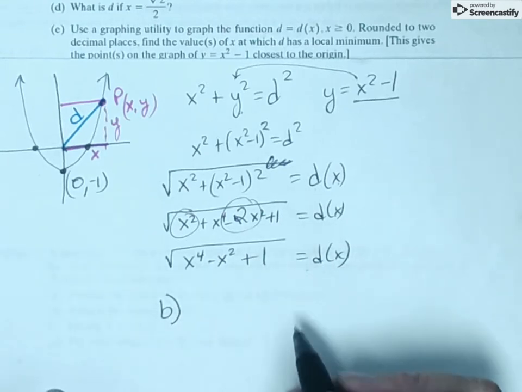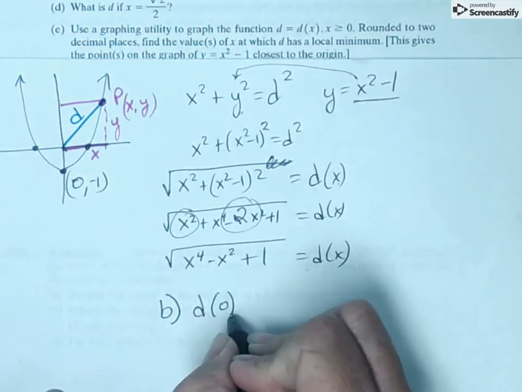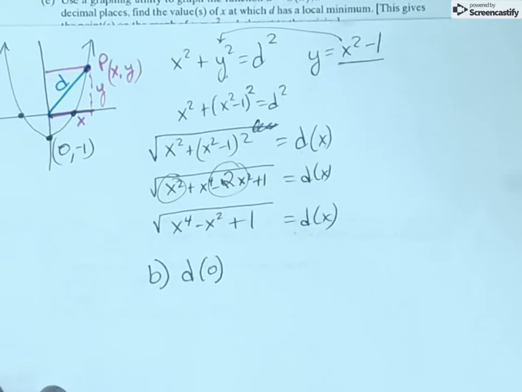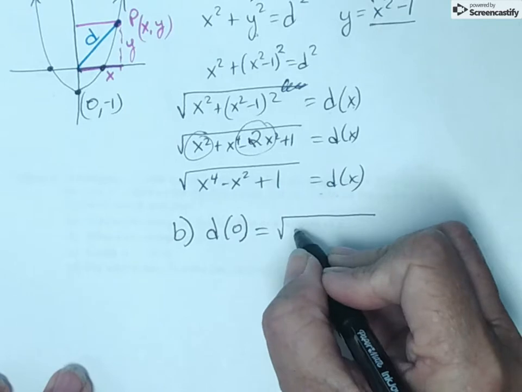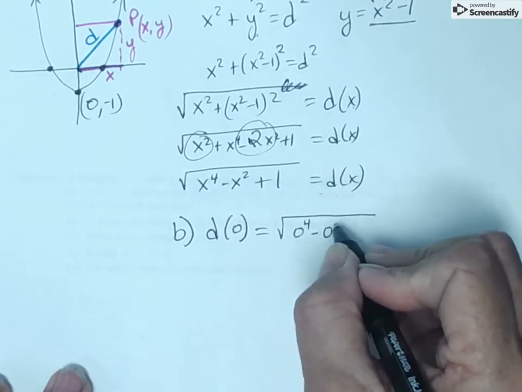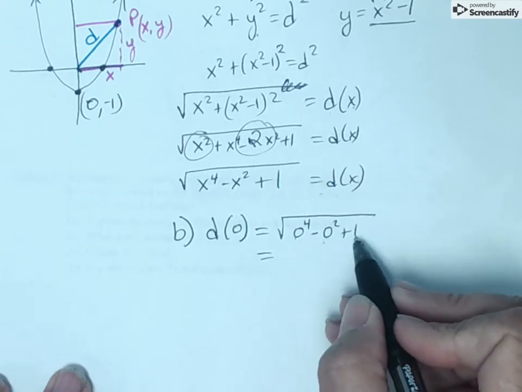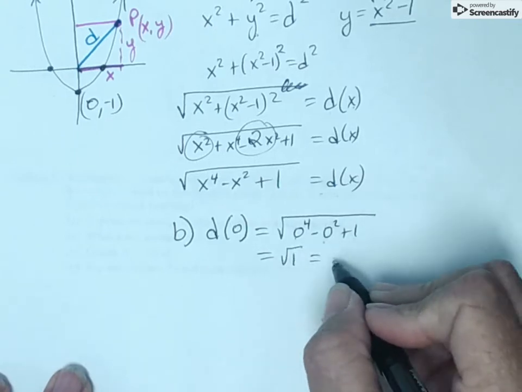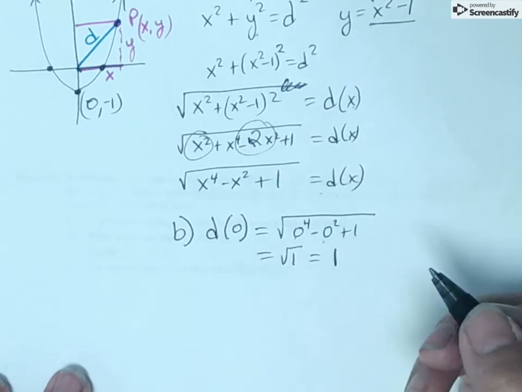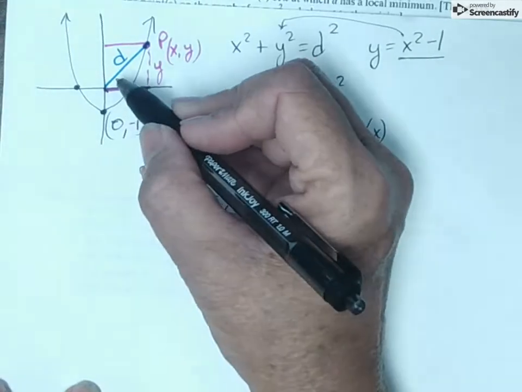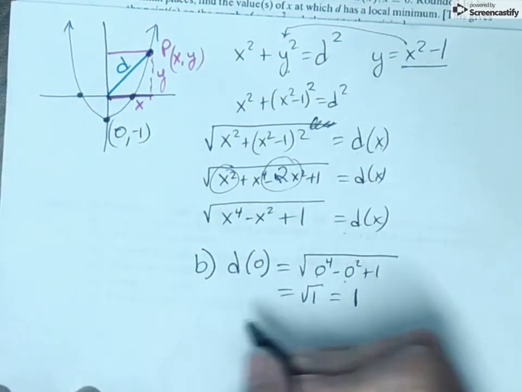Part B, we want to find out what is the distance if x is 0. So in other words, we're going to be putting a 0 into this equation. So when I do that, I get the square root of 0 to the 4th minus 0 squared plus 1. 0 minus 0 is 0 plus 1, square root of 1. And the square root of 1 is either positive or negative 1. We are only interested in the positive value because a distance is always a positive number. So part B is 1.